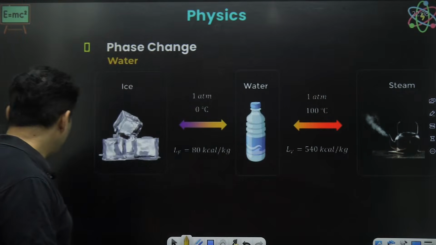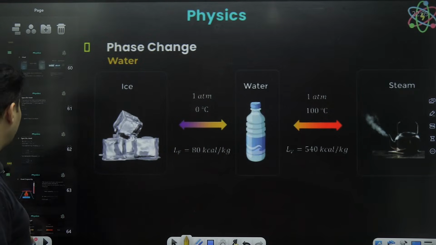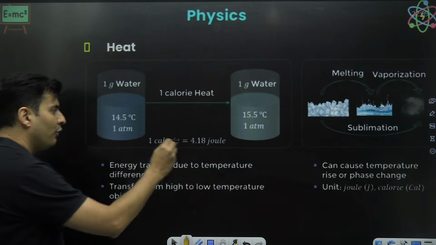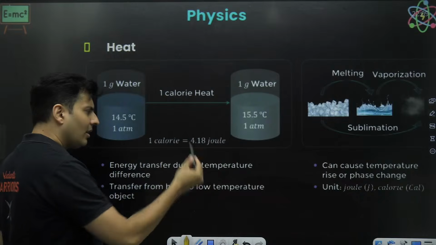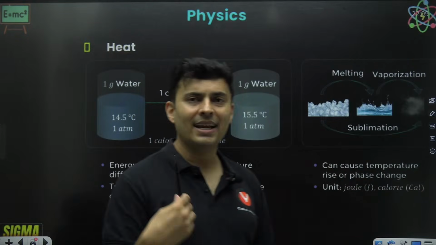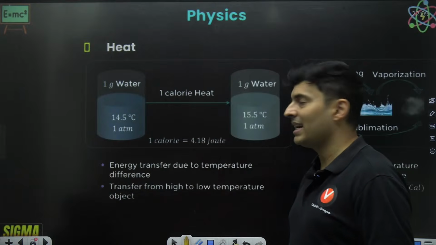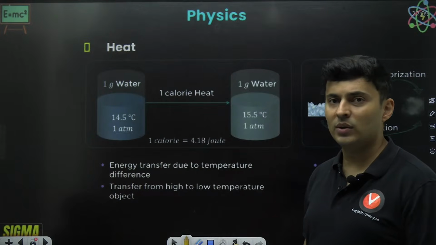Now, you might be also wondering at this point of time, how much is a calorie? Well, 1 calorie is nothing but 4.2 joules. To be exact, 4.18 joules. This conversion is also called the mechanical equivalent of heat.